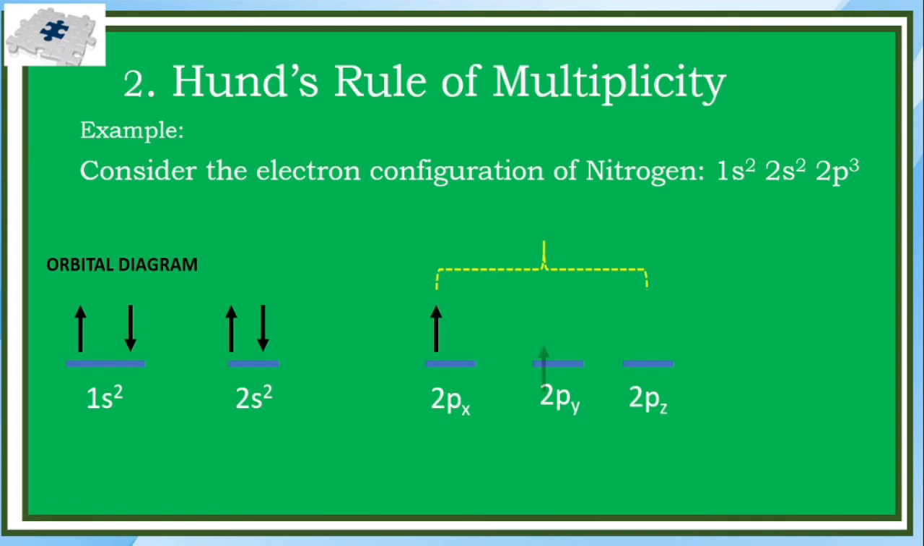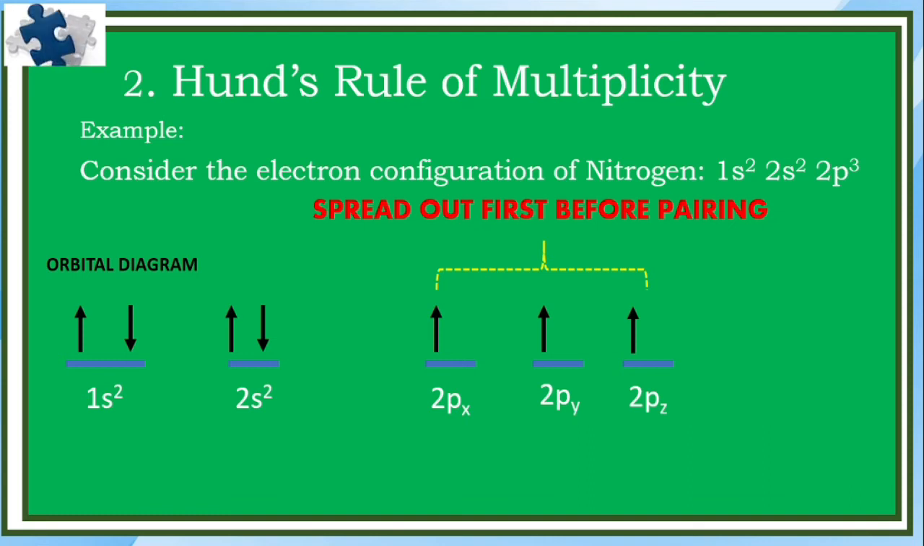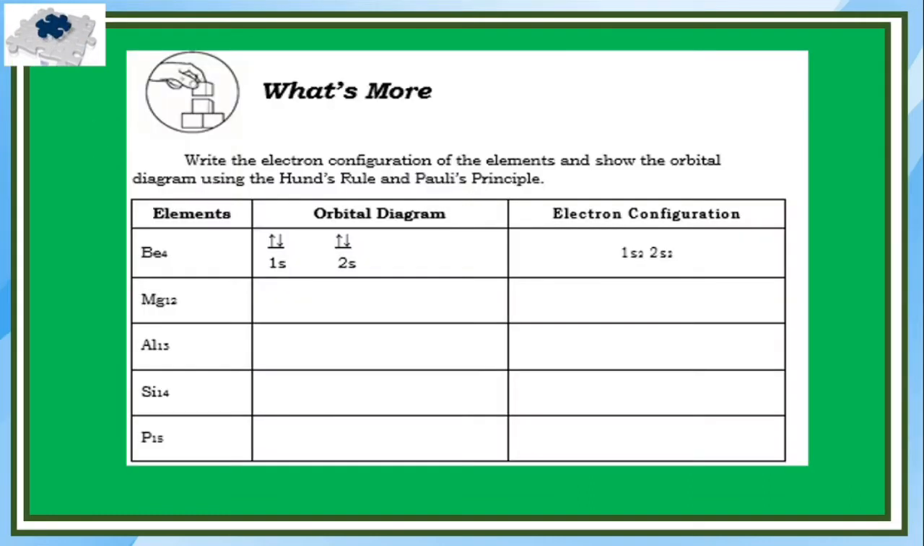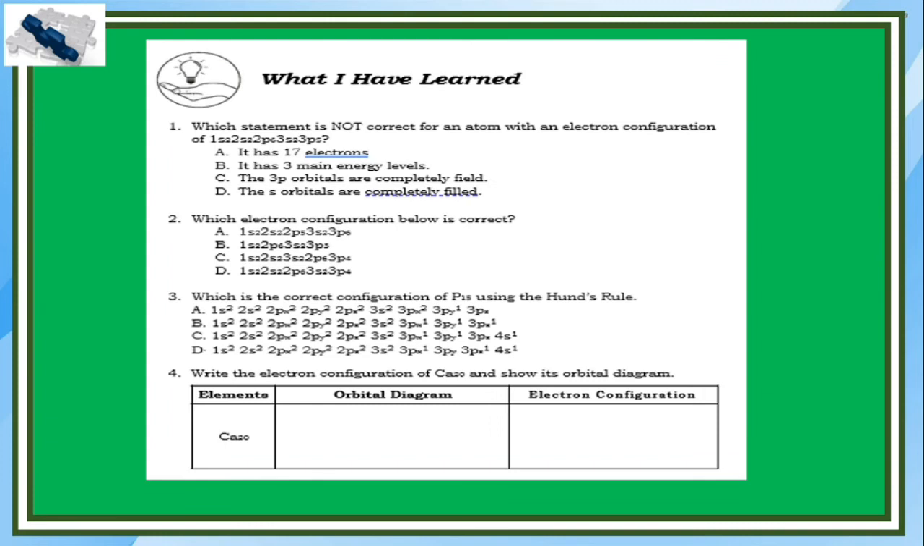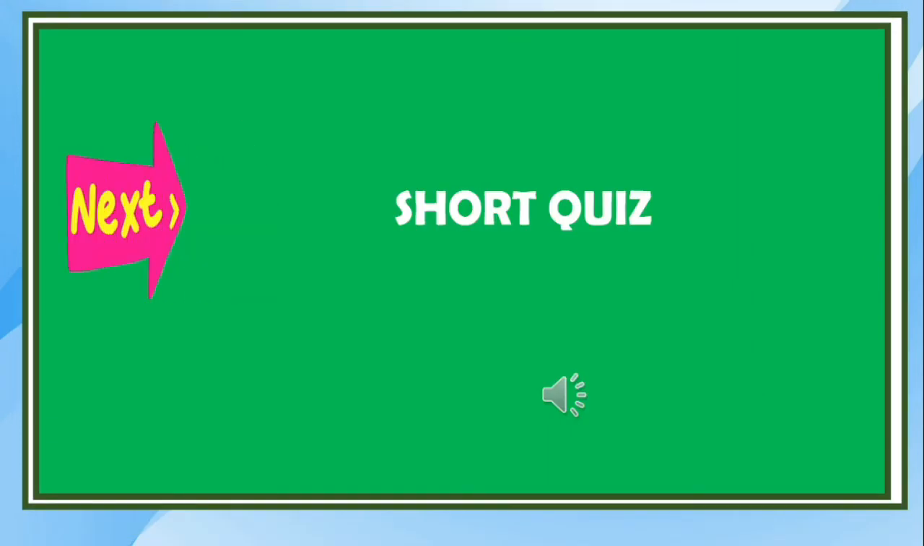As you can observe, the electrons in the p orbital have spread out first to the available orbital with the same spin before pairing. To have a better understanding with our topic, practice on the different exercises found in your module. When we return, we will have a short recap and a short quiz.